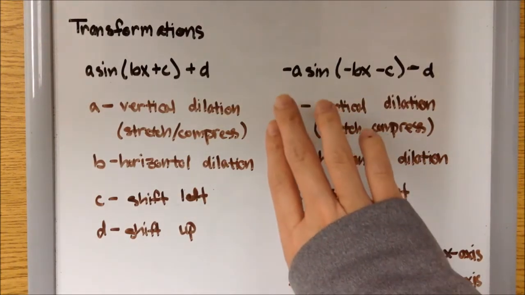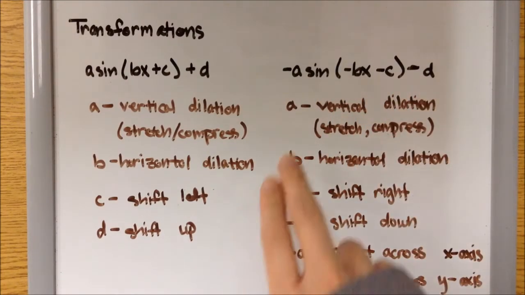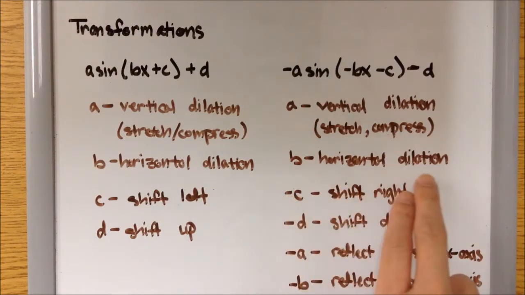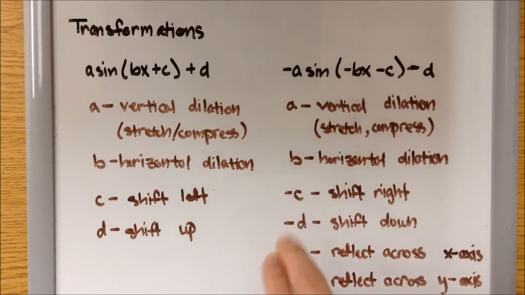Now if we move on to negative a sine of negative bx minus c minus d. Again, a is the same thing, vertical dilation, stretch or compress. B is the horizontal dilation, also horizontal stretch or horizontal compress. Now if I see exactly what I have, negative c means shifts to the right. Negative d shifts down. Negative a, so if your a value is negative, it means reflected across the x-axis. If your b value is negative, reflected across the y-axis. That's all we basically have to memorize for transformation.